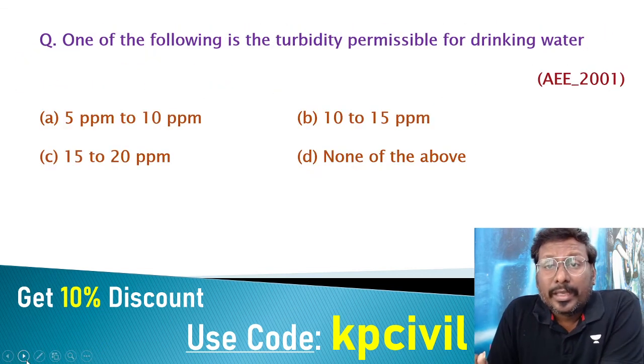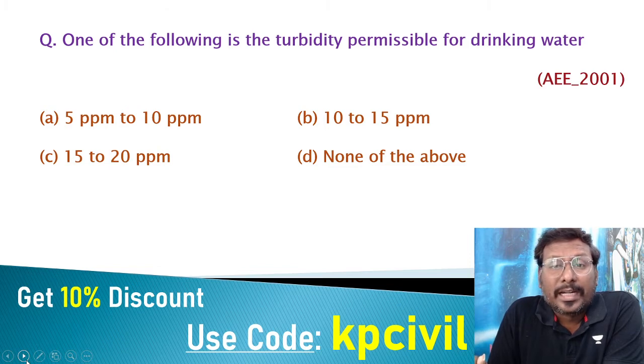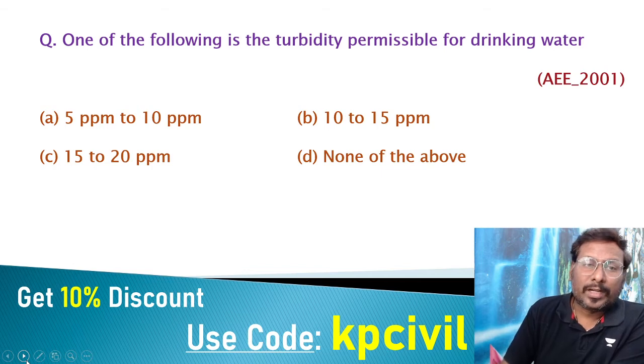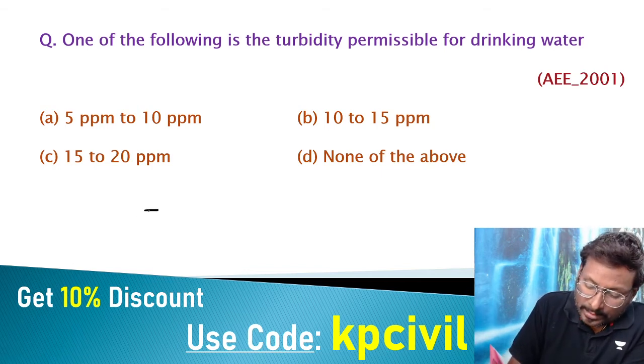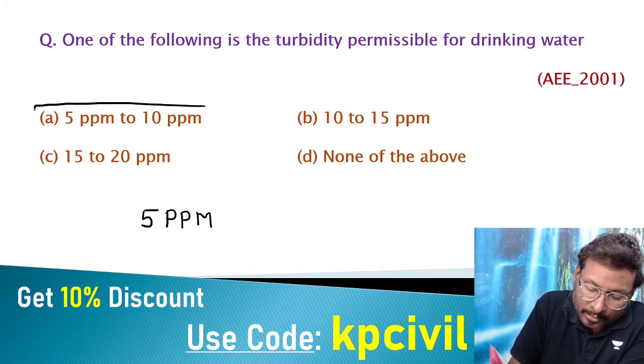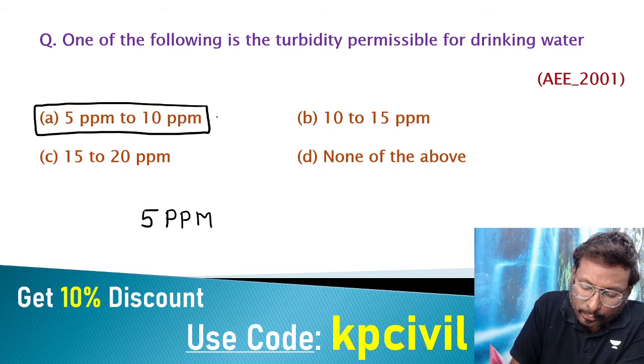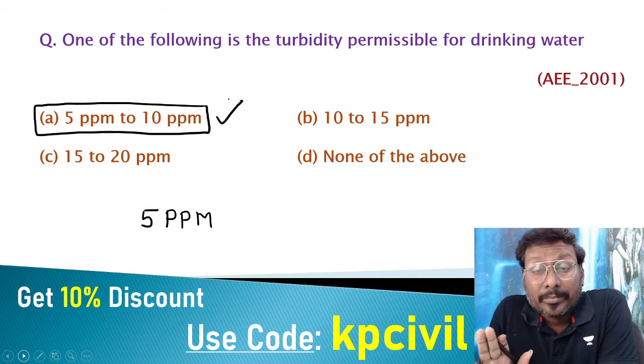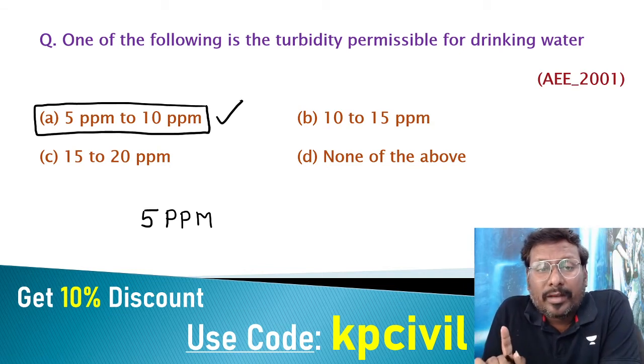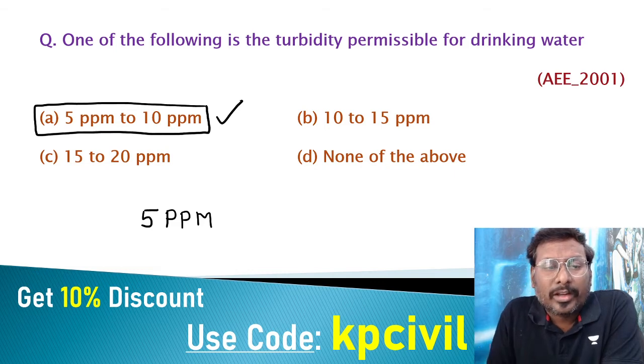Which of the following is the turbidity permissible for drinking water? Generally it is 5 ppm. When you are going to talk in terms of range, you can accept between 5 to 10. It is as a range. If you want to select only one value, always it is 5 ppm. If you want to select a range, 5 to 10.